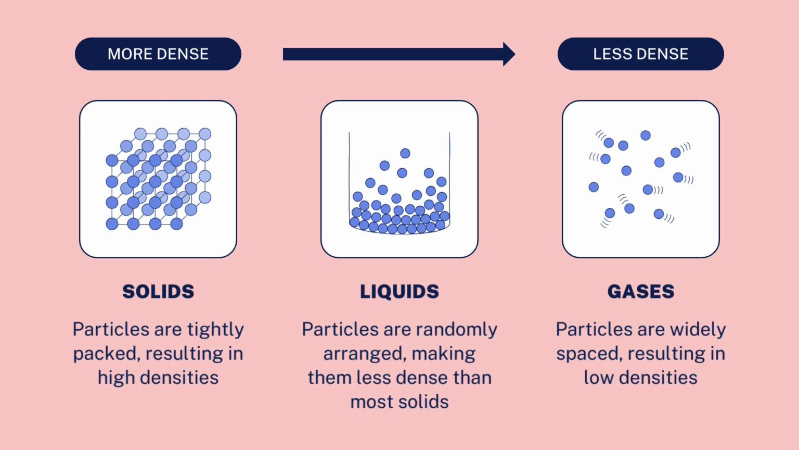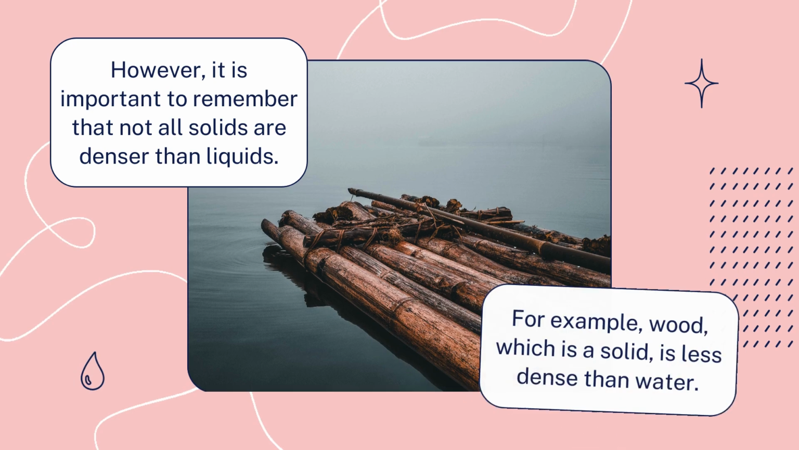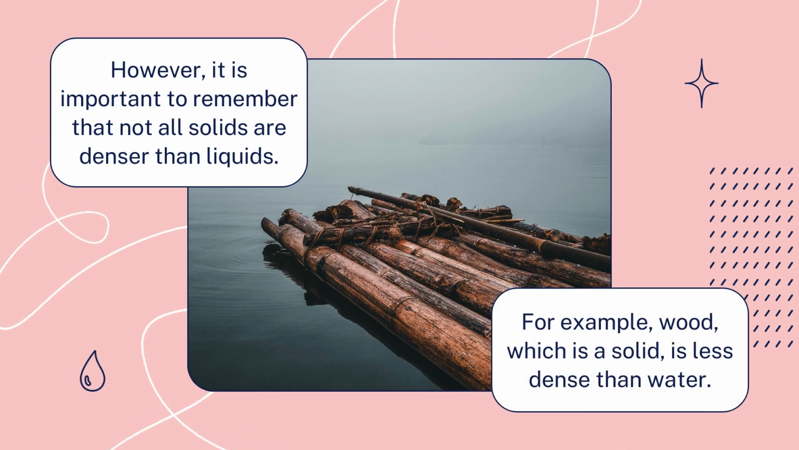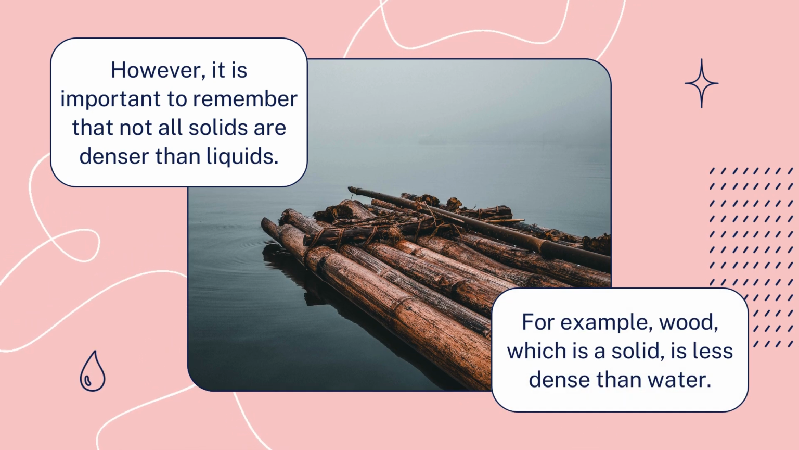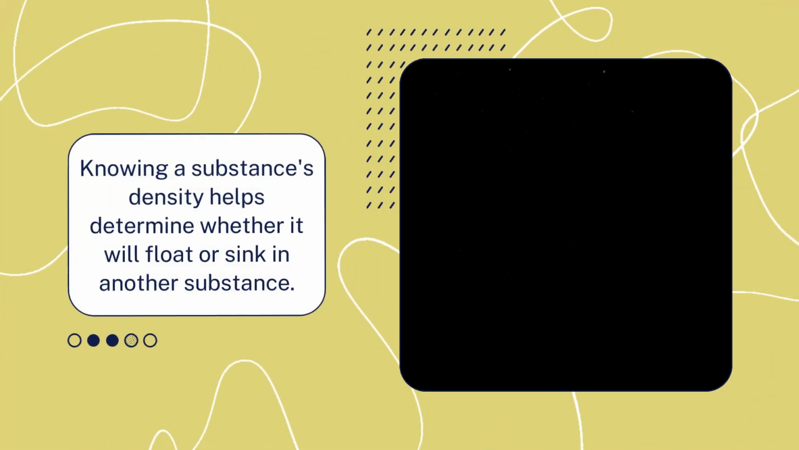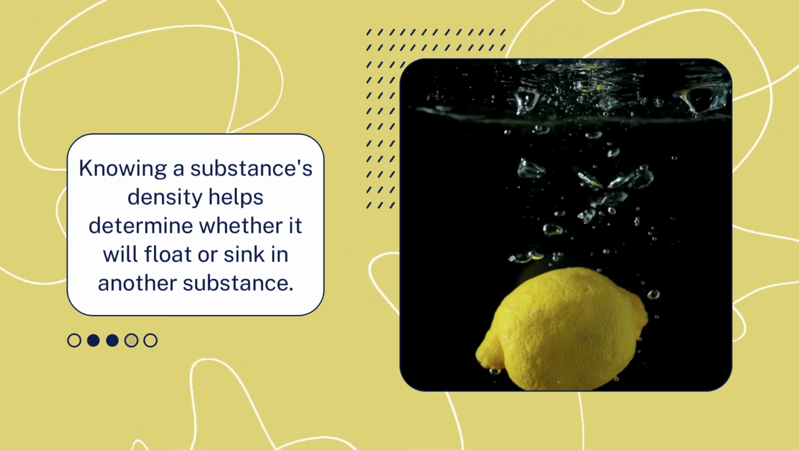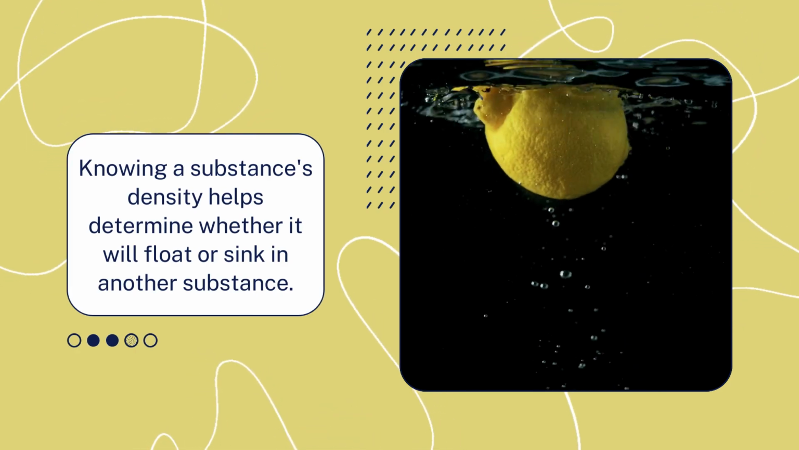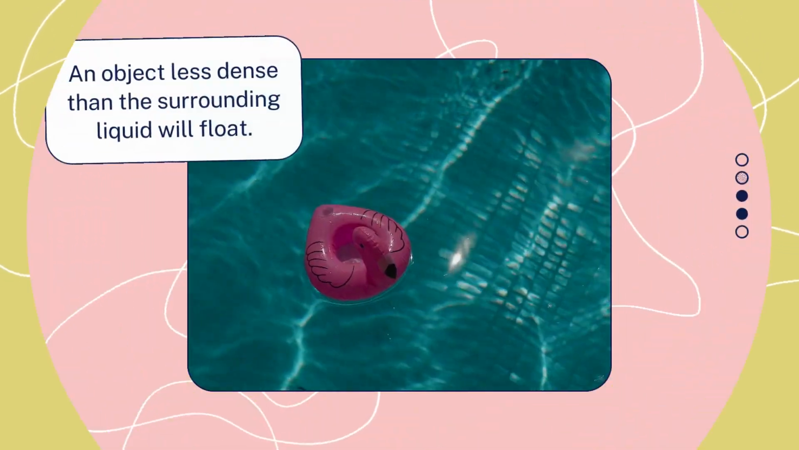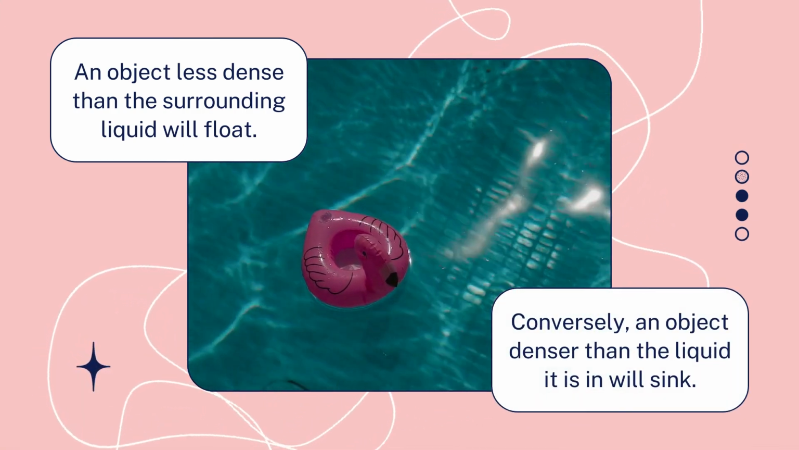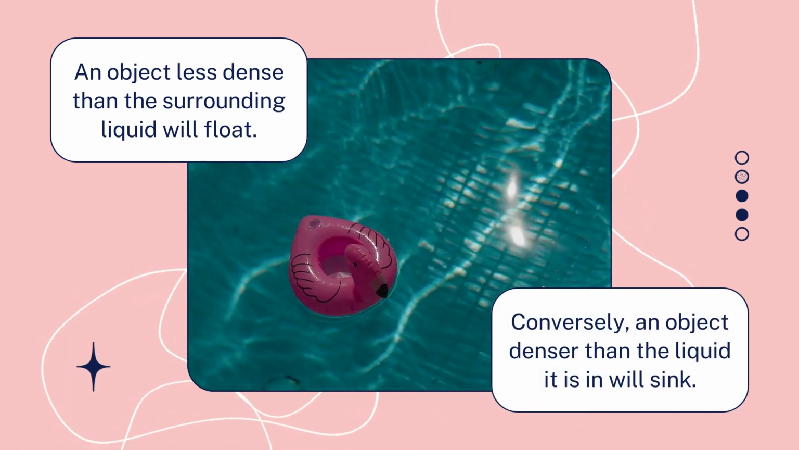However, it is important to remember that not all solids are denser than liquids. For example, wood, which is a solid, is less dense than water, allowing it to float. Knowing a substance's density is crucial because it helps determine whether it will float or sink in another substance. An object less dense than the surrounding liquid will float. Conversely, an object denser than the liquid it is in will sink.